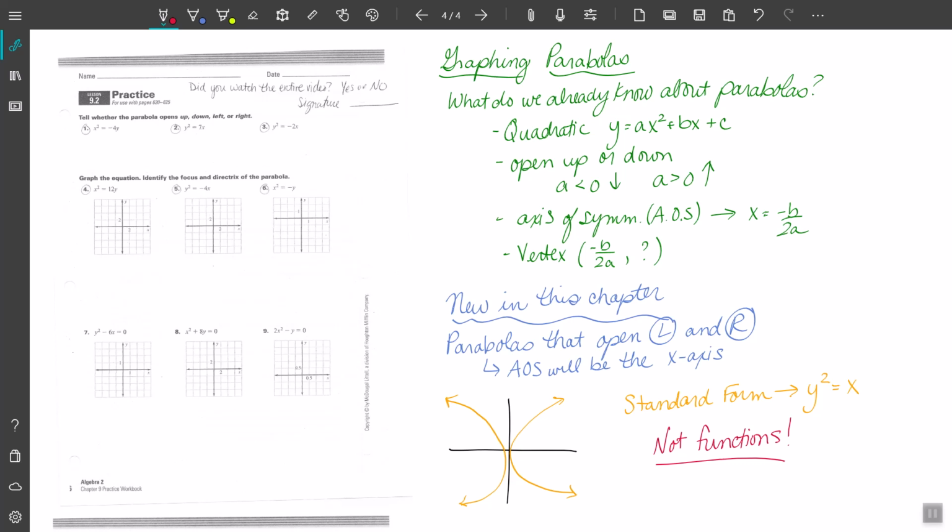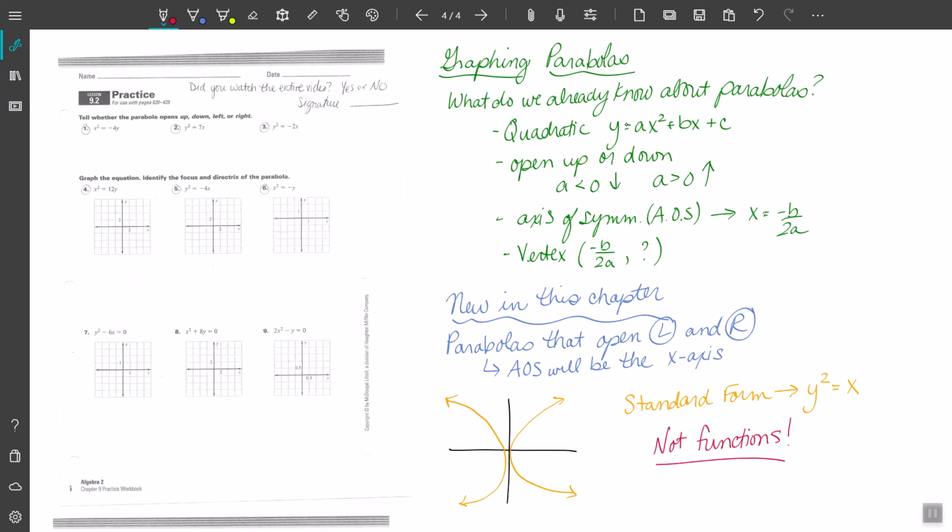All right, well, we're going to start graphing parabolas in this lesson. We covered parabolas in chapter 4, so you already know a lot about them. Some of this is going to sound familiar, and then we're going to add on to it in this lesson. So let's just review what we already do know.